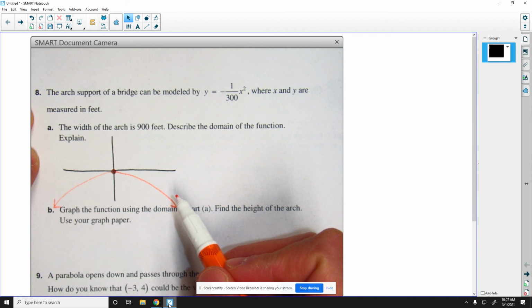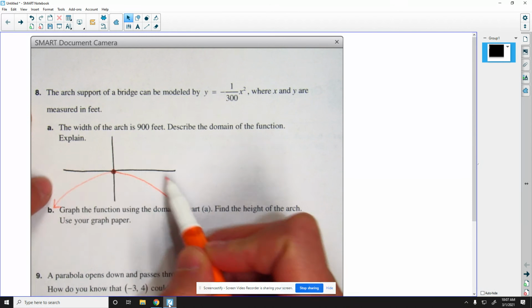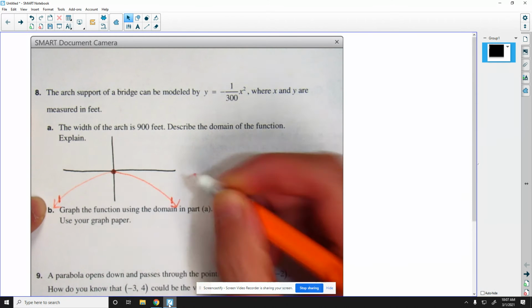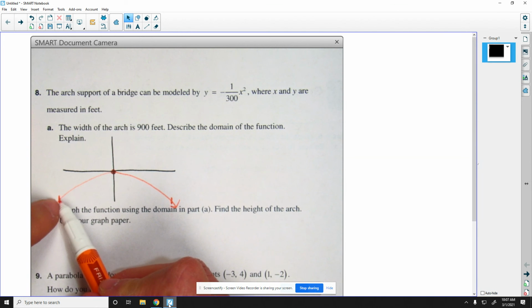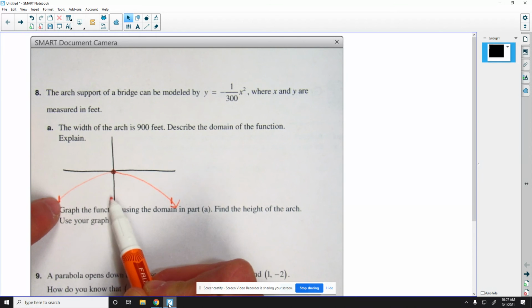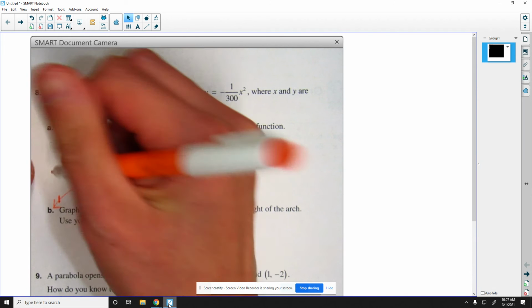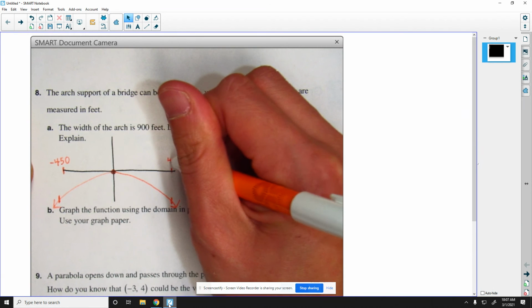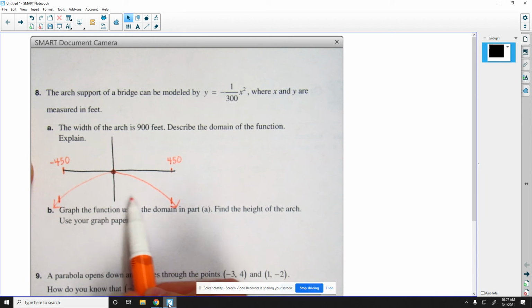What did you say? Well, the whole thing is 900 from here to here. 450. Does that make sense? If all of this is symmetrical, so it's even on both sides, and all of this is 900, then wouldn't that make this negative 450 and positive 450? Because all of it, 450 plus 450 gives me 900 total.